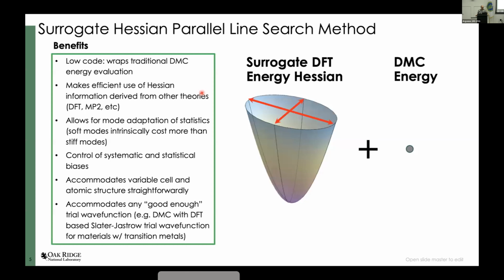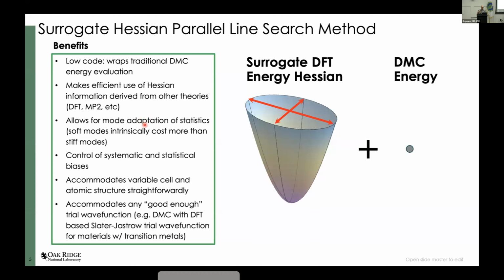So some advantages of this are that you don't really have to do much coding, because this wraps around just traditional DMC energy evaluation. It makes efficient use of Hessian information you can get from other theories. You could do it from DFT, but you can also get it from MP2, whatever your favorite electronic structure method is that you feel is cheap enough compared to the heavier quantum Monte Carlo, and you can get Hessian information out.